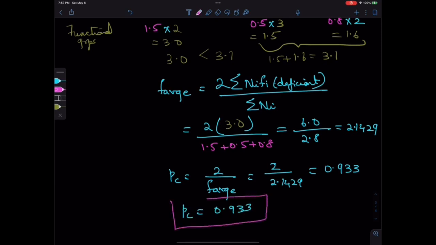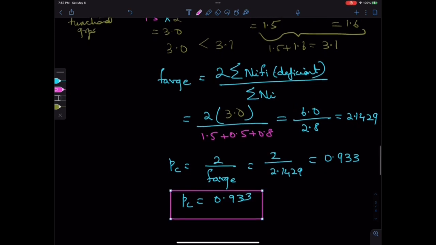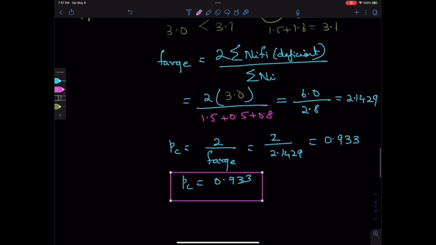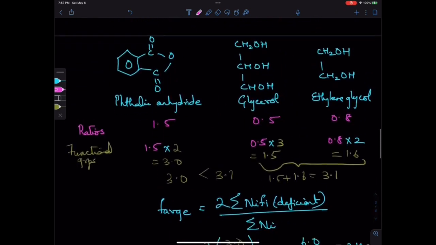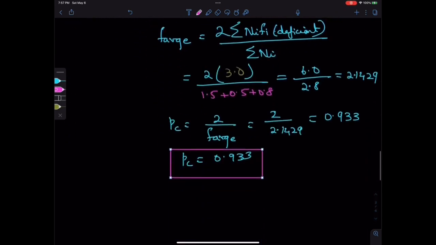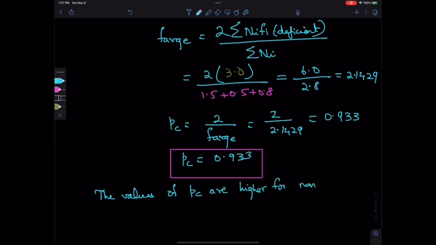So once again, the PC value for non-stoichiometry is higher than that for stoichiometric concentrations. This is because for non-stoichiometric concentrations, only the molecule that is in deficient quantity is contributing to the cross-linking. So the degree of polymerization decreases with non-stoichiometry.